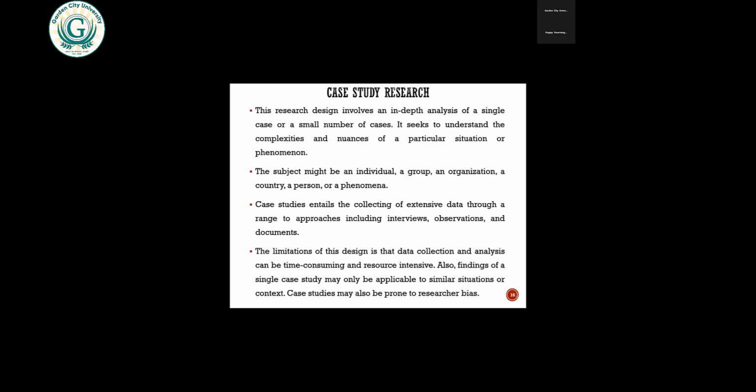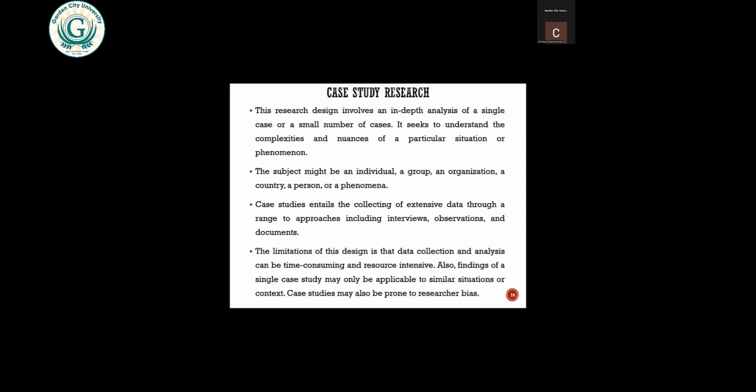Case studies involve the collecting of extensive data through a range of approaches. It can include interviews, observations, or even documents, where you take someone's folder and you document what you are seeing in the folders. So that can be some of the ways you collect data in a case study research.